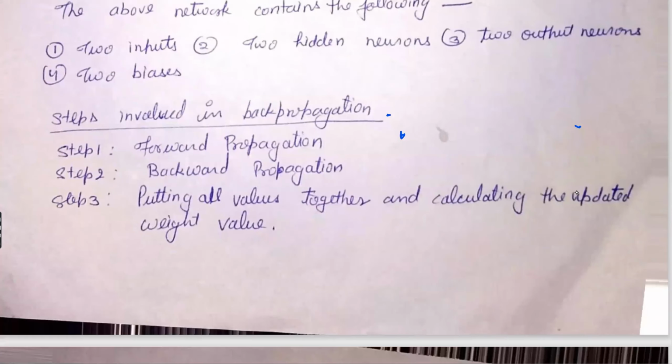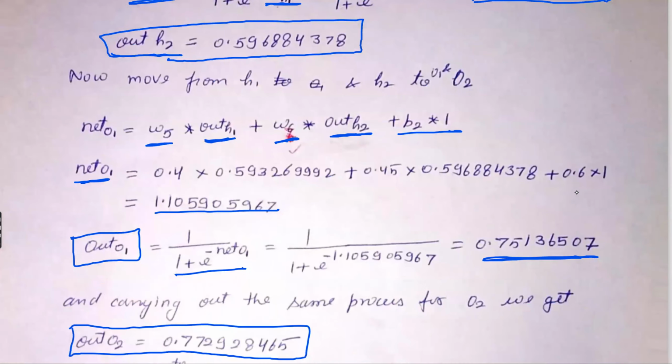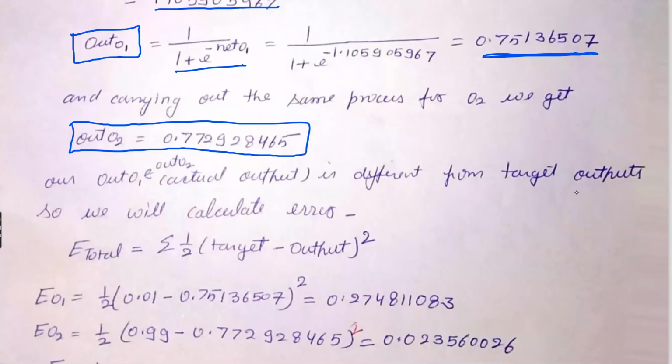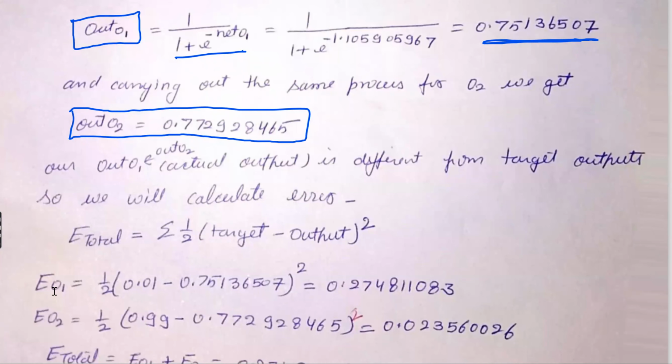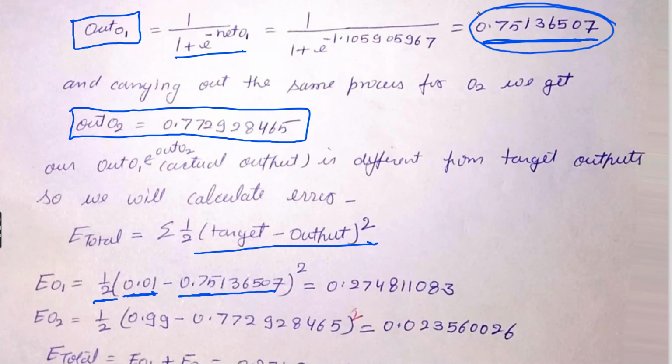So how do we calculate the error now? The error for output O1 is 1 by 2 times (target minus actual output) whole square. So 1 by 2, the target output for O1 was 0.01, and the actual output that we have calculated, this one, whole square. Okay, so this is the error in the output O1.